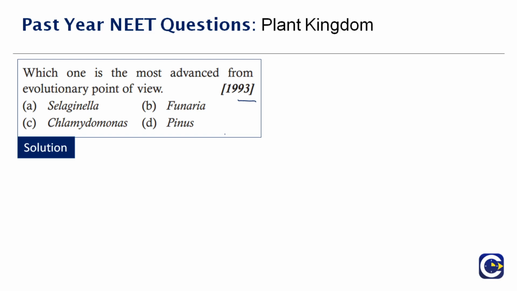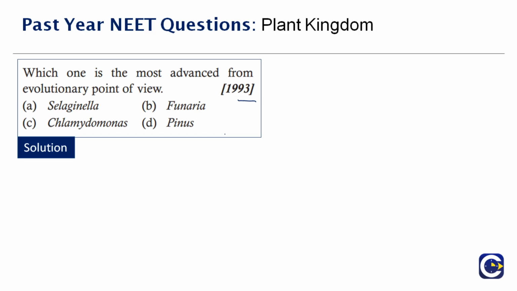Selaginella, Chlamydomonas, Funaria, we don't consider these from the evolutionary point of view, and they are not advanced so far. The correct answer is Pinus. Pinus, as you all know, is a gymnosperm and it belongs to conifers. It has a well-developed conducting tissue and the presence of seed. Okay, so this makes it a more special and advanced system from the evolutionary point of view.